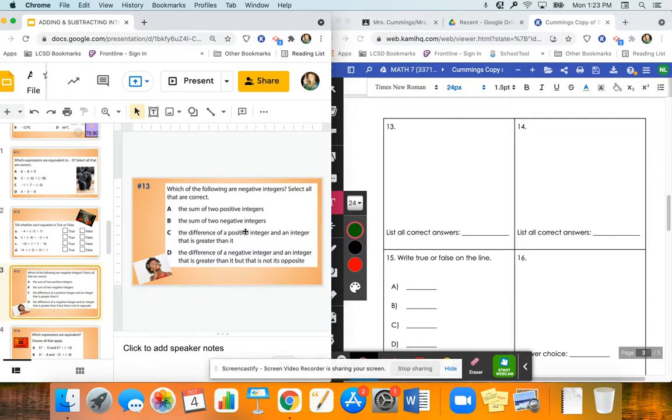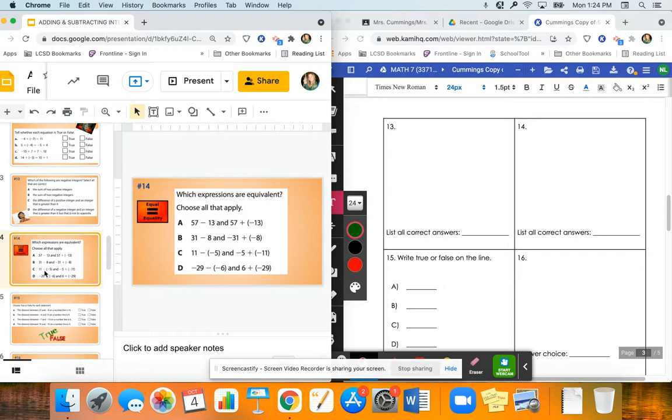Is the difference of a positive integer and an integer that is greater than it a negative integer? And the difference of a negative integer and an integer that is greater than it but is not its opposite, is that a negative integer? So all the ones that are true, you're putting on the line. So A, B, C, or D, there could be more than one.